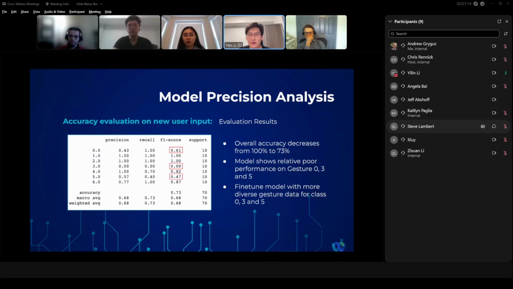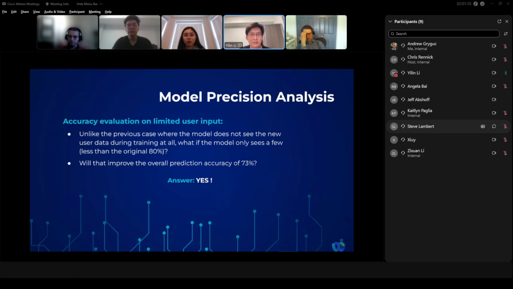And the model shows relatively poor performance on gesture 0, 3, and 5. This also gives us an indication that the model does not perform really well on new user input, specifically for these 3 classes. So in the future, we can fine-tune the model with more diverse gesture data for those 3 classes.